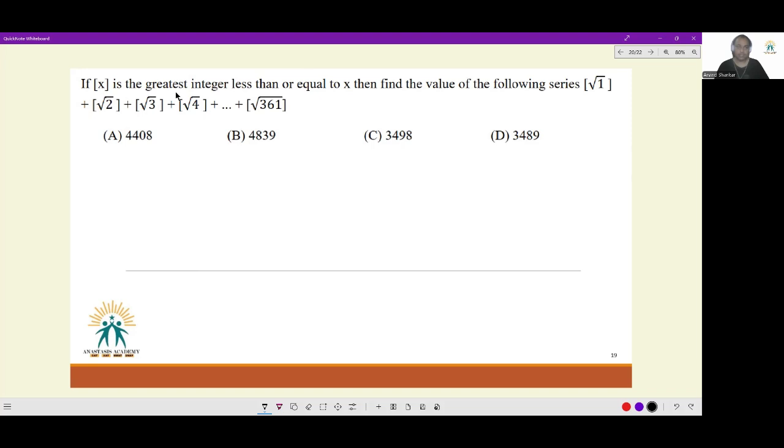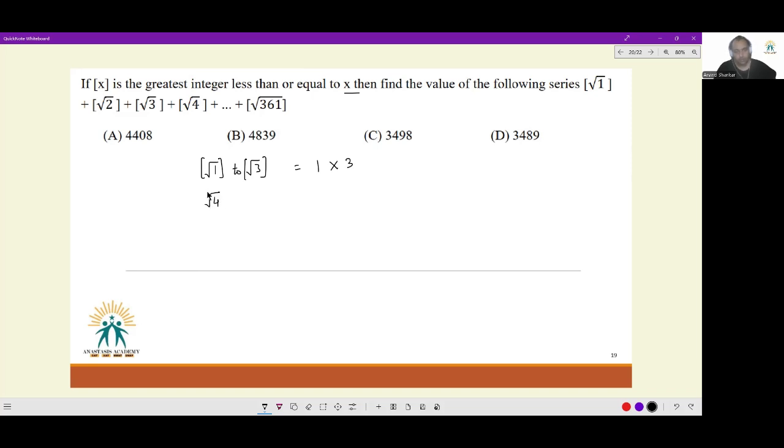If [x] is the greatest integer less than or equal to x, then find the value of the following series. Okay. Under root 1, under root 2, under root 3, under root 4. Now see, from under root 1 to under root 3, there are going to be 3 terms, and each of these terms is going to give me a value of 1. I will get a value of 1 for 3 terms.